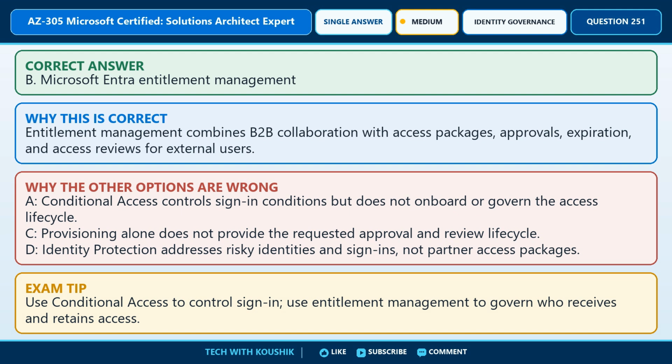The remaining options are incorrect because A, conditional access controls sign-in conditions, but does not onboard or govern the access lifecycle. C, provisioning alone does not provide the requested approval and review lifecycle. D, identity protection addresses risky identities and sign-ins, not partner access packages. Use conditional access to control sign-in. Use entitlement management to govern who receives and retains access.